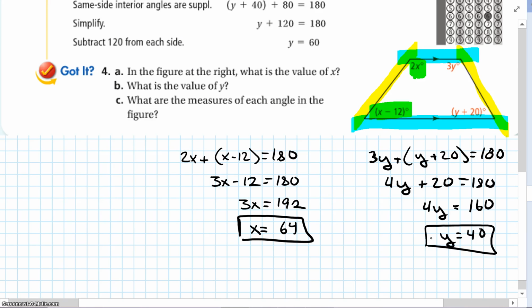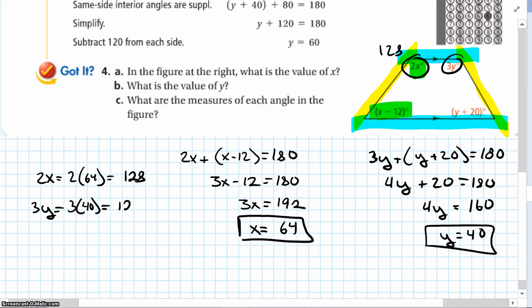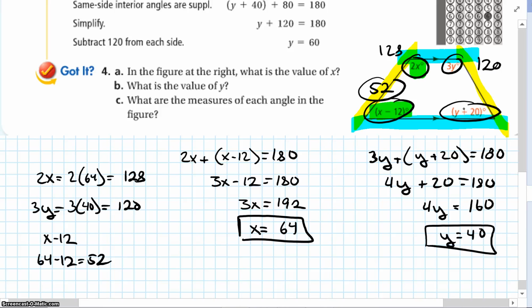So the next one says find the value of every measure. So 2x is the same as 2 times 64, which would be 128. So this one is 128. This one's 3y, so 3y is equal to 3 times 40, which would be 120. This one's 12x minus 12, so that'd be 64 minus 12, which would be 52. And this one's y plus 20, which is the same as 40 plus 20, so it's 60.